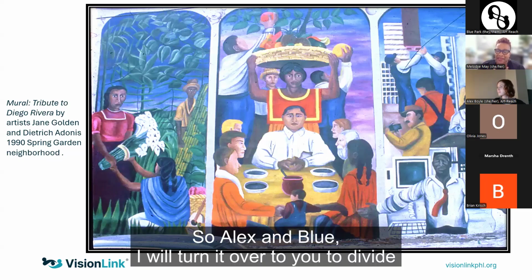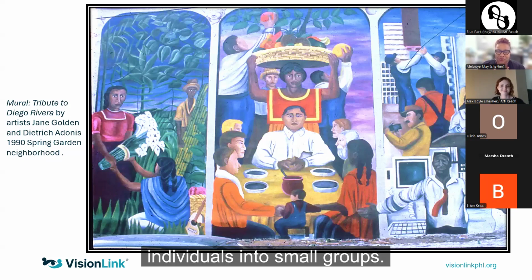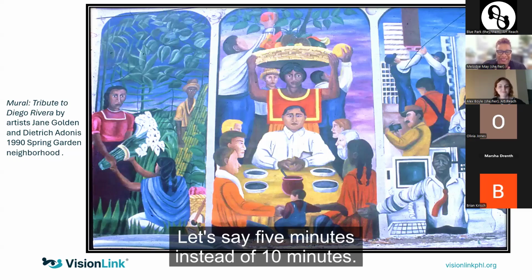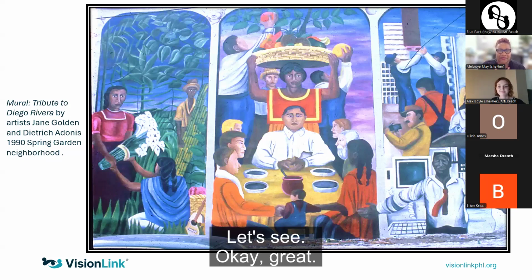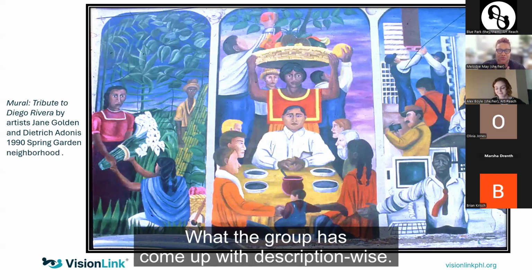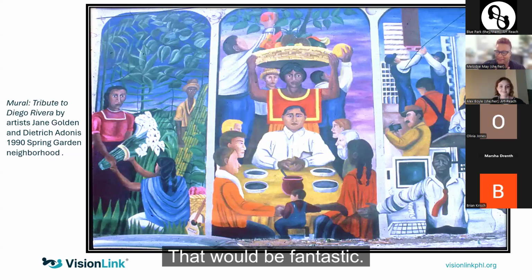So, Alex and Blue, I will turn it over to you to divide individuals into small groups. And I believe, let's see, we're at 4:22. Let's say 5 minutes instead of 10 minutes. We'll give people 5 minutes to convene. And if we could have each group designate a person to report out what the group has come up with description wise, that would be fantastic.